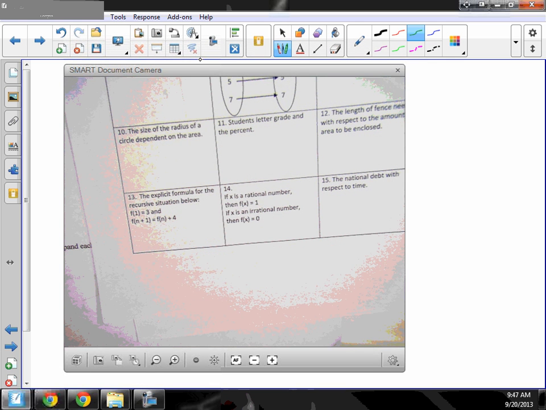Oh, okay. 14. This is a really strange function. If x is a rational number, then it's linked to the number 1. If x is an irrational number, then it's linked to the number 0. Is that a function? I hear no. How come?